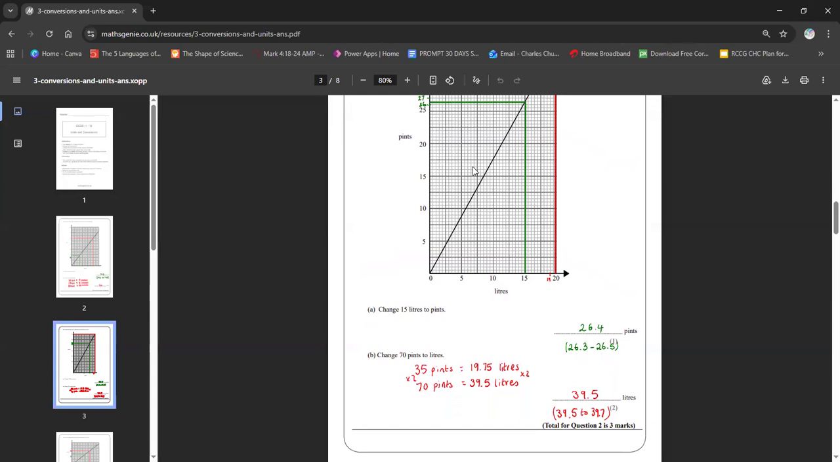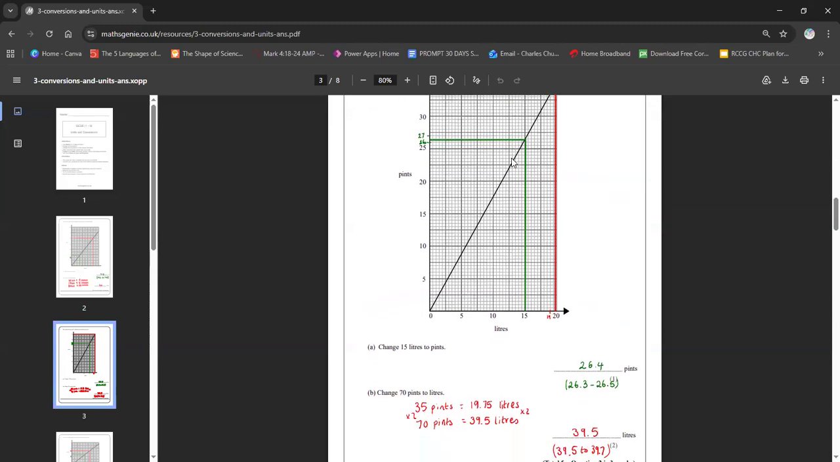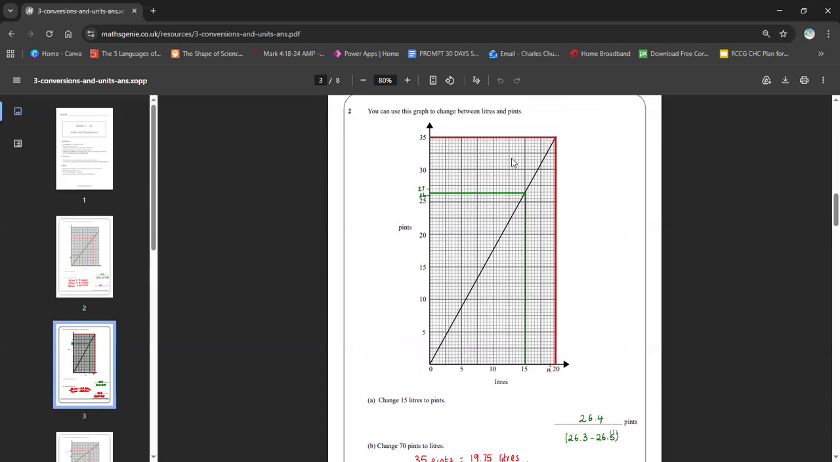Okay, so liters is the x-axis, that's the horizontal axis, while pints is the y-axis, which is the vertical axis. So 15 liters would be what? If you place 15 liters to the line, what do you have?